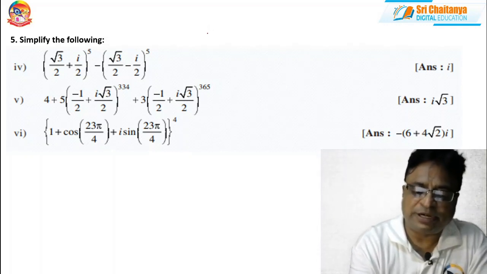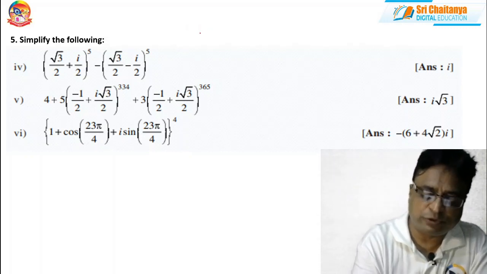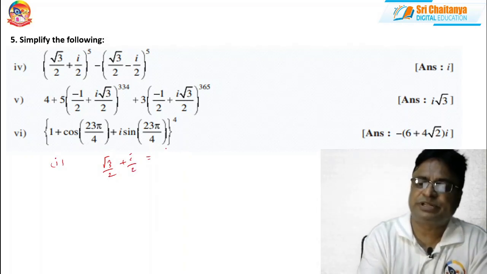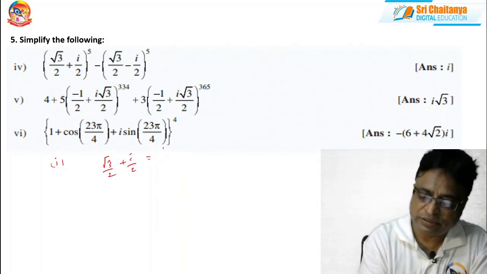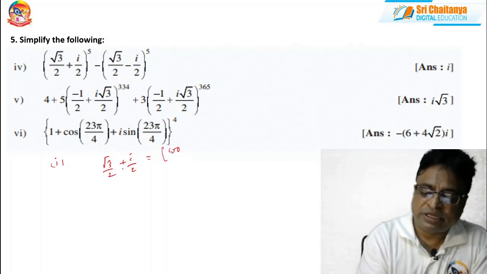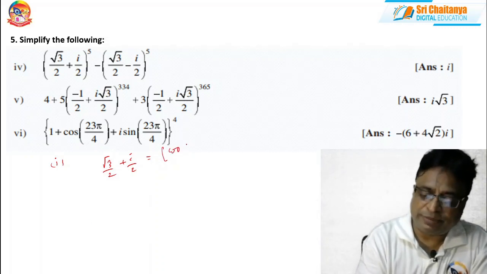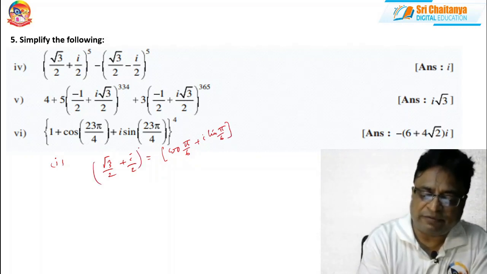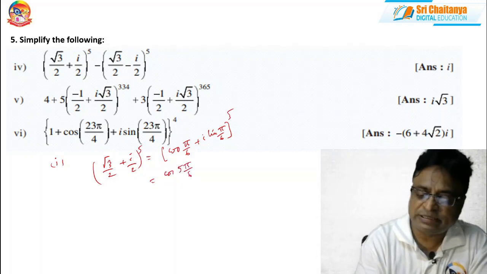(Root 3 by 2 plus i by 2) whole power 5 minus (root 3 by 2 minus i by 2) whole power 5. First, you write root 3 by 2 plus i by 2 in modulus amplitude form. Root of a square plus b square, that is 3 by 4 plus 1 by 4, that is 4 by 4, that is 1. Tan inverse 1 by root 3 means pi by 6. Cos pi by 6 plus i sin pi by 6, whole power 5. So this is cos 5 pi by 6 plus i sin 5 pi by 6.